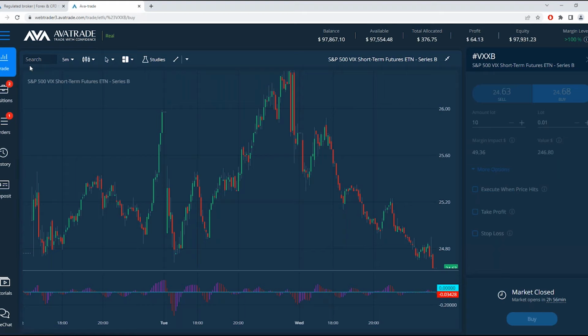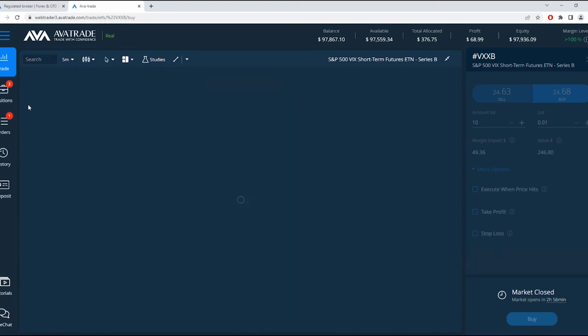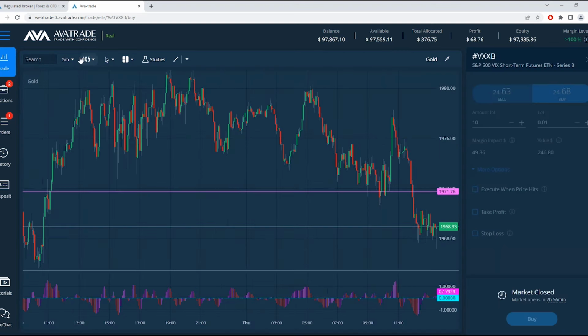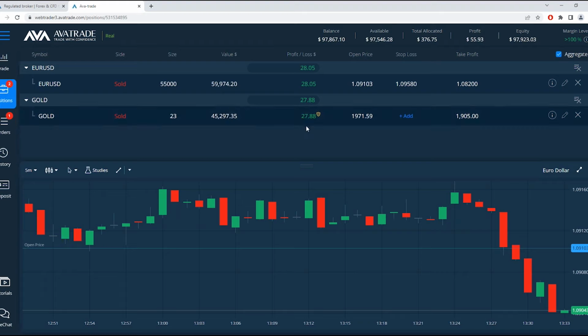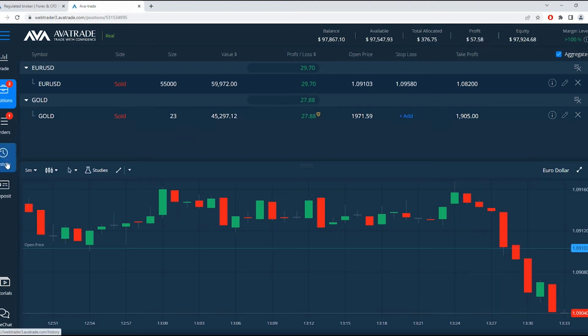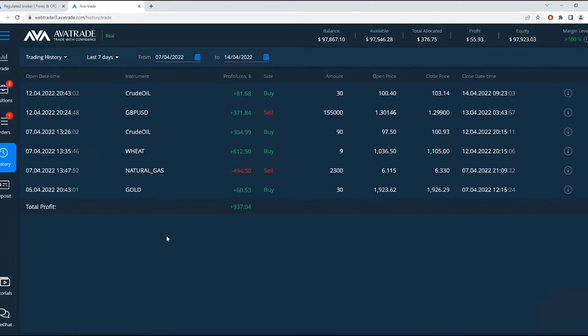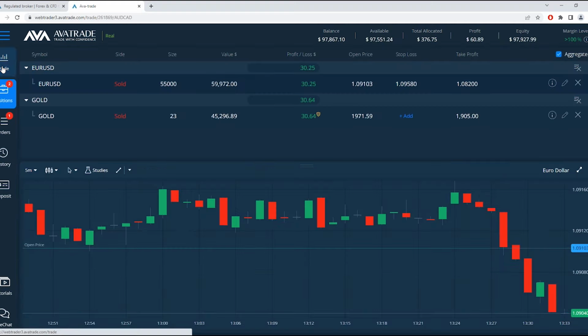Okay, so I don't see any suggestions coming up. Let's take a look at something like gold. I had a gold position running from the last webinar. Looks like it's in profit. Could close it, could leave it open. You see the gold symbol means I protected it with AvaProtect. It's in profit. We had another trade from the last webinar that already closed in profit. We'll just let that run.